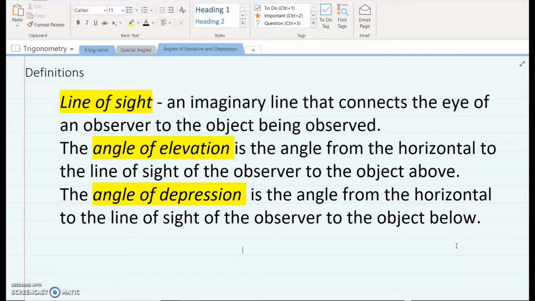For line of sight, it is an imaginary line that connects the eye of an observer to the object being observed. Next, the angle of elevation. It is the angle from the horizontal to the line of sight of the observer to the object above. And the angle of depression is the angle from the horizontal to the line of sight of the observer to the object below.